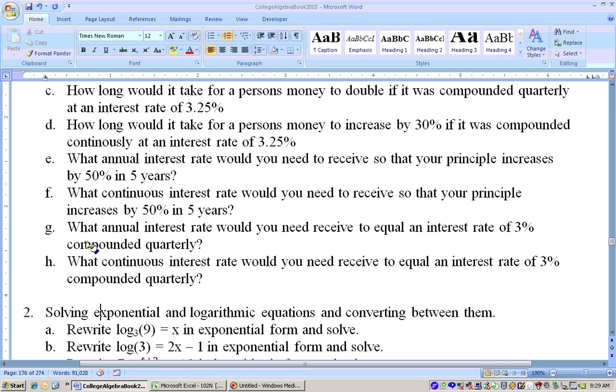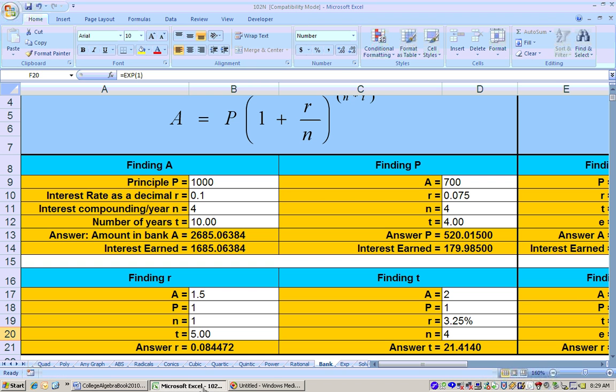Okay, problem 1G says, what annual interest rate would you need to receive to equal an interest rate of 3% compounded quarterly? So let's go to this area, and it doesn't really matter how much money we put in, just so we're consistent on that. And it said 3% compounded quarterly, and we'll just let that be for 1 year, and we'll get this amount right here. Now the problem actually said, what annual interest rate do you need? Okay, so now here's what we get if we invest $1 at 3% compounded quarterly for 1 year.